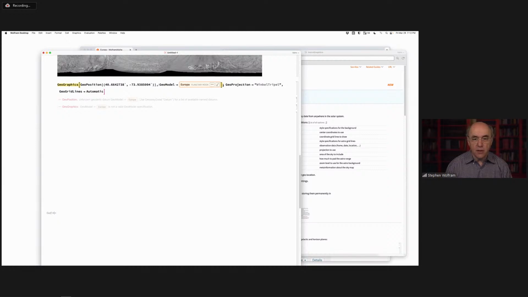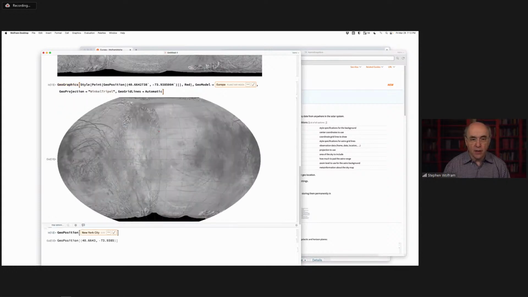See if we can do this. So let's say this is a point, and let's make it red. And this is kind of the analog of New York City in the coordinate system, I hope, in the coordinate system that we're using for Europa here. Let's see if we get that. Oh yeah, there we go. Little dot there. Make it bigger. Let's see.